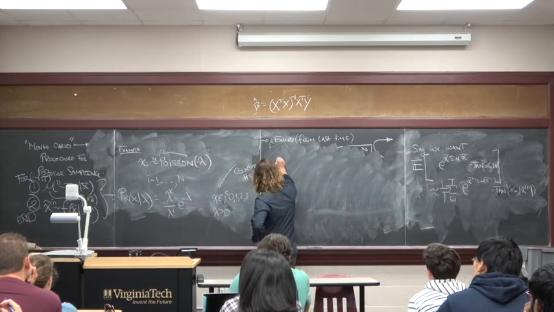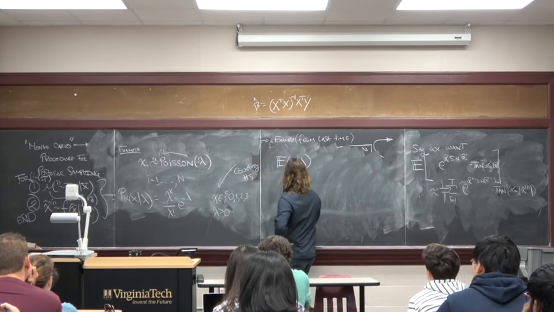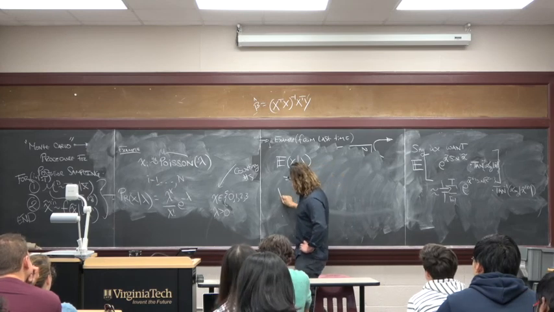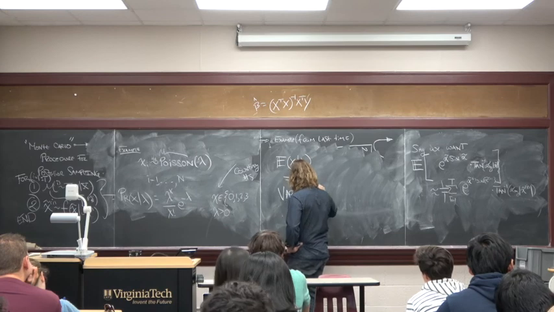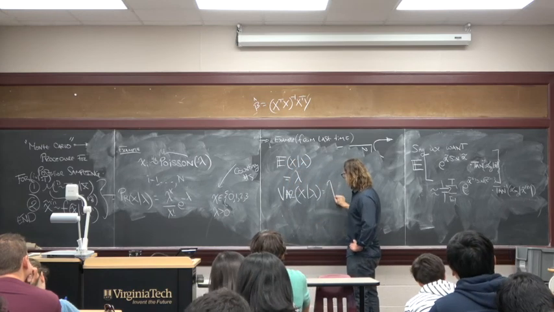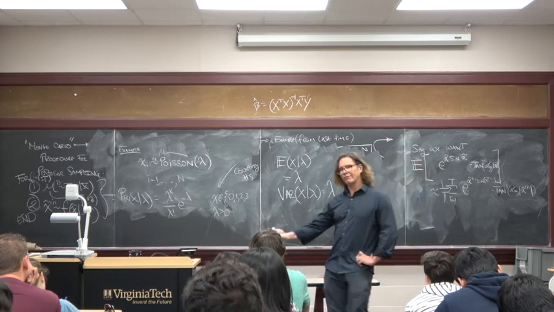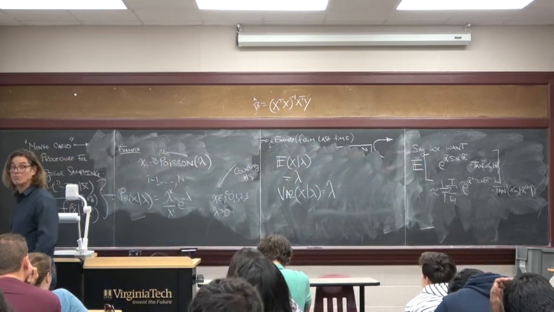I will tell you real quickly, the expectation of x, I'll be specific, given lambda. Does anybody know what this is? It's lambda. And the variance of x given lambda, does anybody know what this is? It's also lambda. So this is kind of interesting, that the expectation and the variance in a Poisson model are exactly the same. Does that make sense to you?